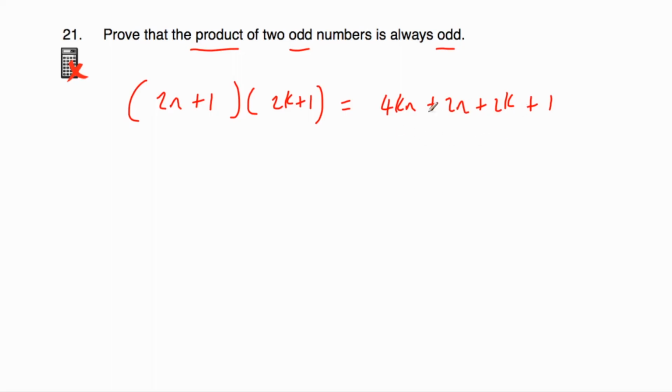And we want to show that this is odd. If we look at the first three terms, we've got 4 times something, 2 times something, and 2 times something. That's even, even, and even.